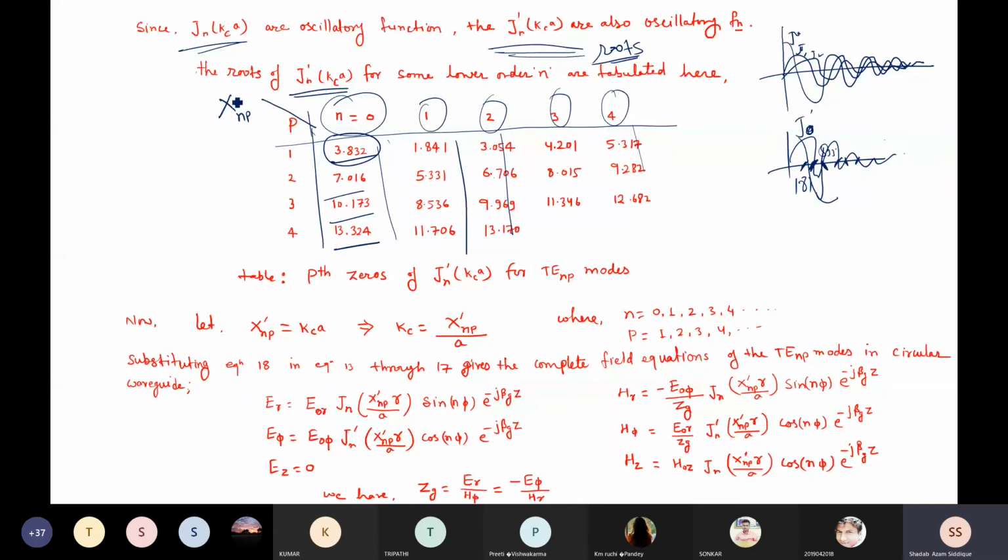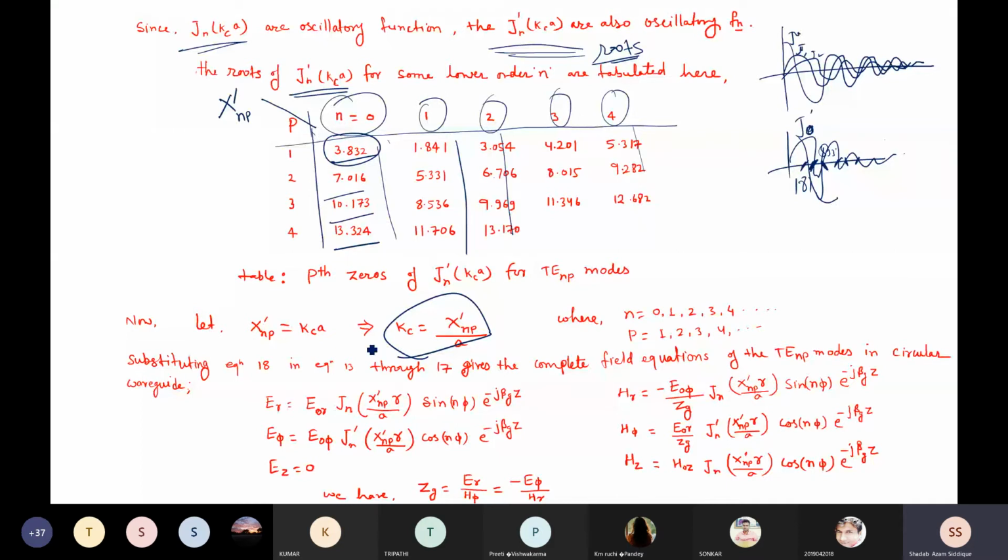Okay, it is X'np dash, because it is a Gn dash now, so this will be Kc a, so that will be X'np dash. So X'np dash is equal to Kc a, and therefore Kc can be written as X'np dash divided by a, where n is equal to 0, 1, 2, 3, 4, and p is equal to 1, 2, 3, 4. Okay, that is the thing which is written here.